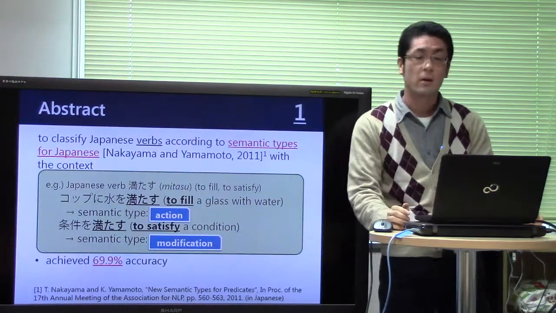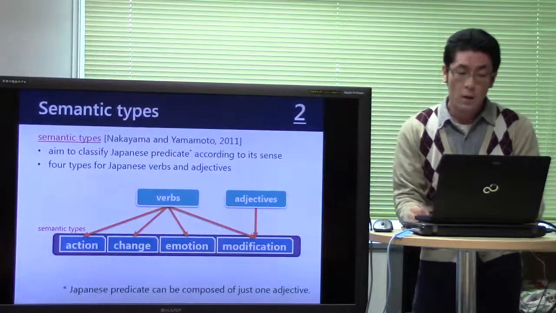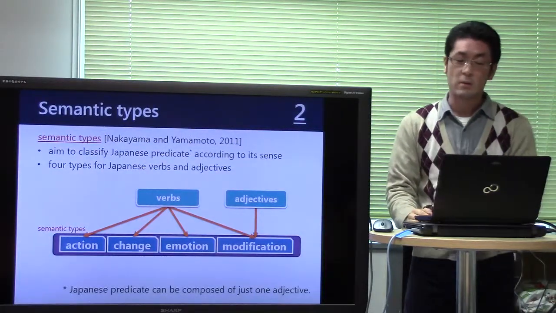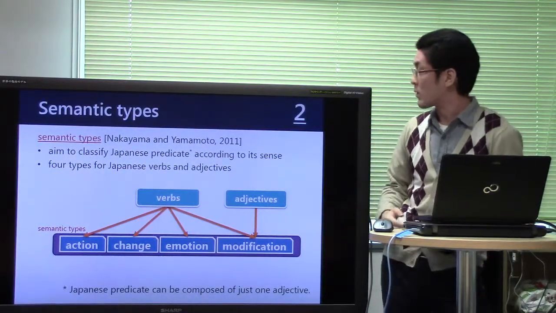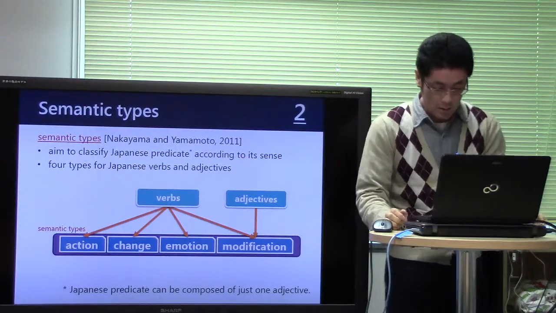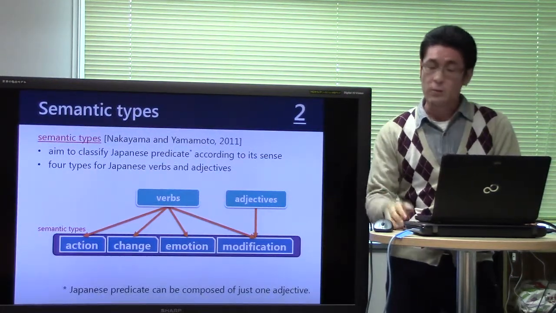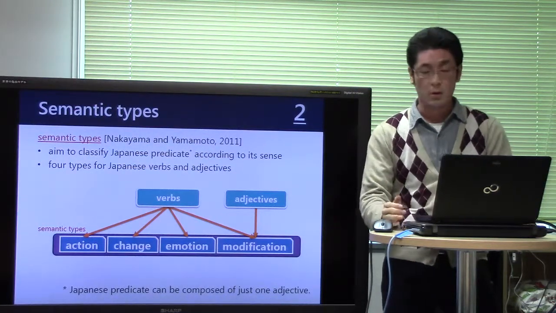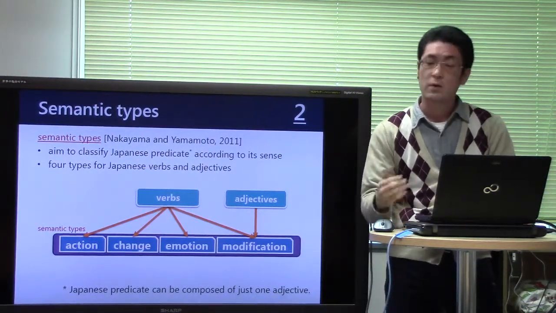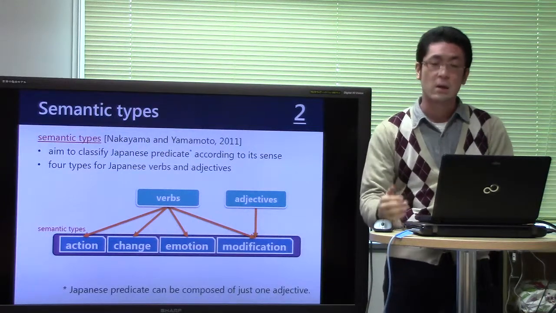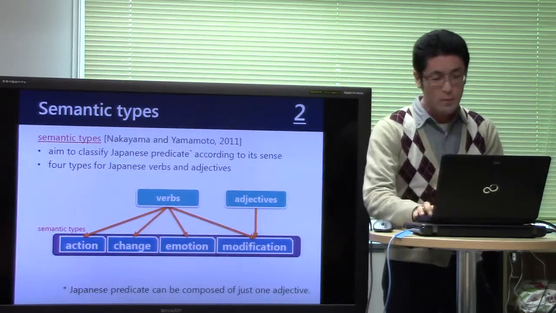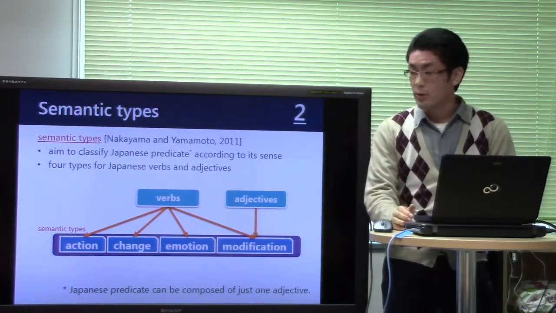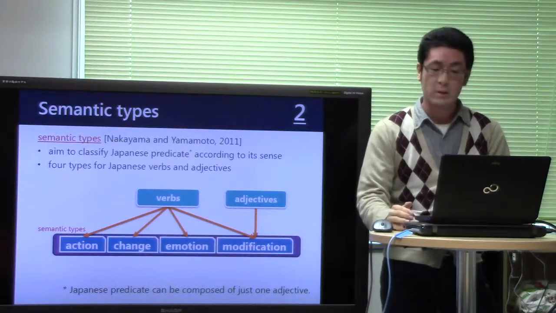Then what are the semantic types? Semantic types aim to classify Japanese predicates according to their sense. It is as fine-grained as part of speech, such as verbs and adjectives, and signifies the word sense more accurately. I'm going to describe further with some background.